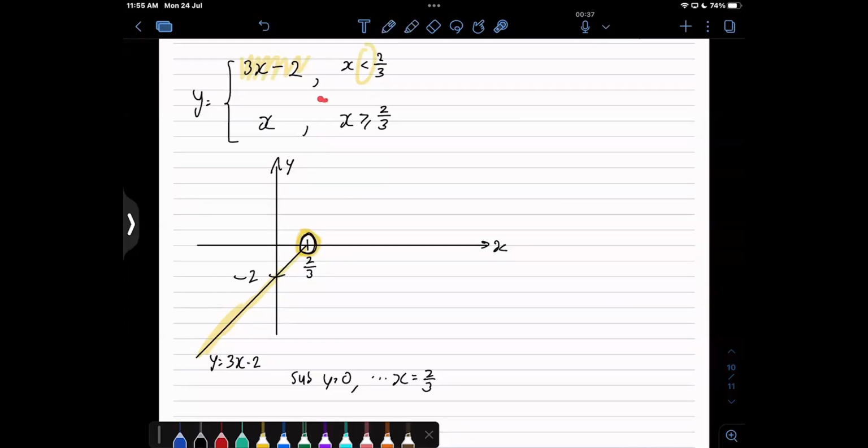Okay, good. Then next part. This time you have the next piece. This is called a piecewise function. This is piece number 1. That's piece number 2. But you follow the domain of the x values.